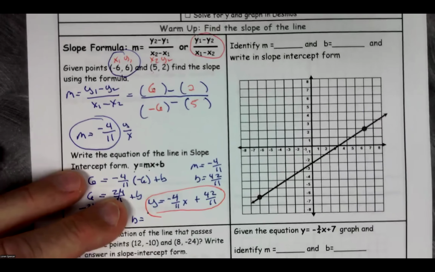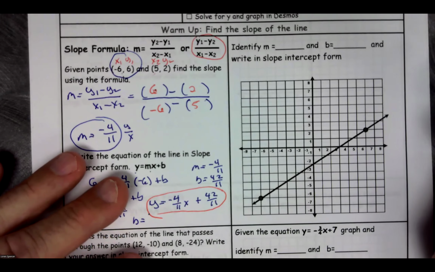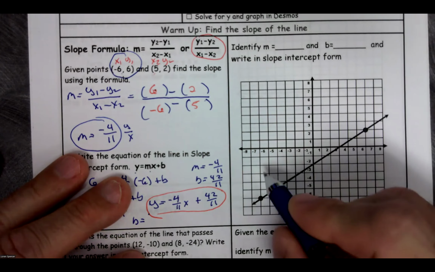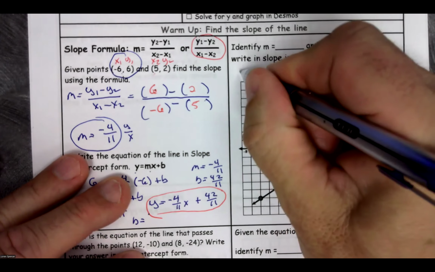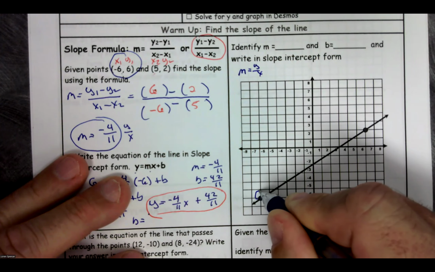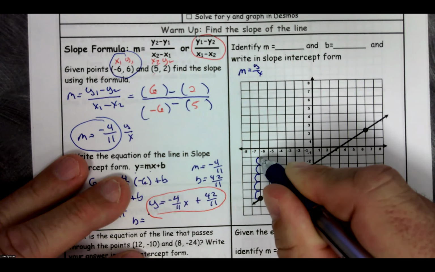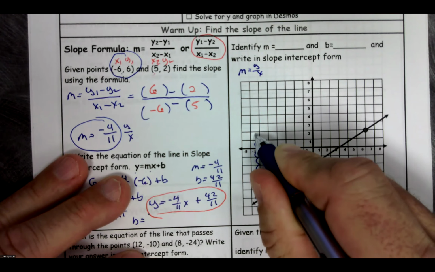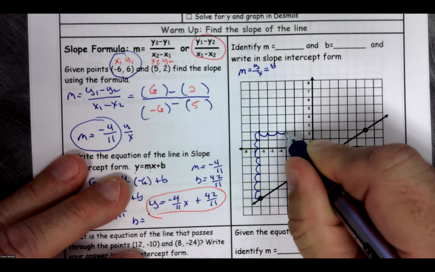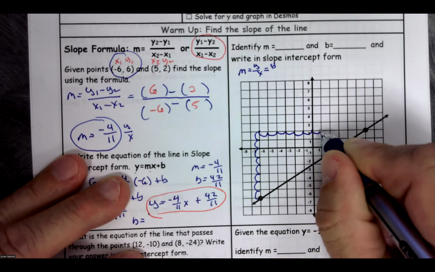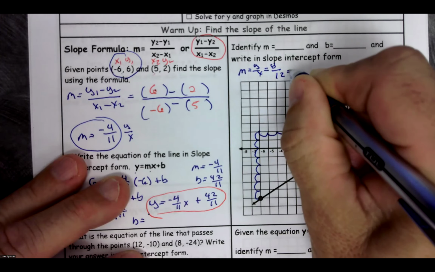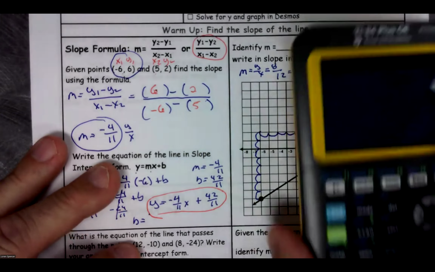It says identify M and B and write in slope intercept form this graph. So first off, let's count out our slope. Well, we have 2 big points marked. And remember, slope is y over x. So if I go 1, 2, 3, 4, 5, 6, 7, 8, I went up 8 and over 1, 2, 3, 4, 5, 6, 7, 8, 9, 10, 11, 12. All right, and so we have 8 divided by 12.